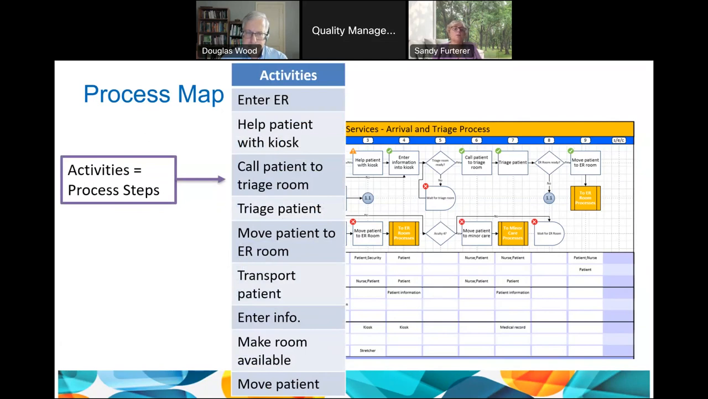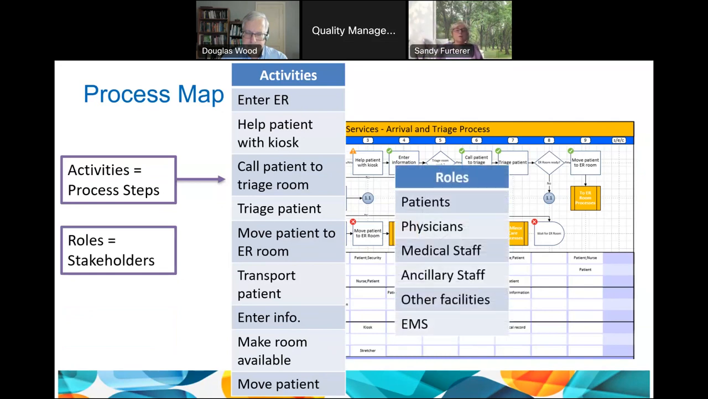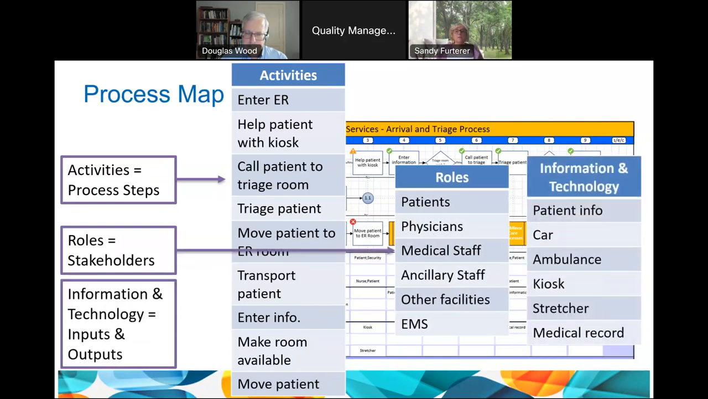Okay, so this just shows again the activities. This is a listing of all the activities, the process steps. So go ahead, Doug. And these are the roles there. And then who are the stakeholders? And then the next one. And then this is the information and the technology. So this becomes our listing of our architecture.